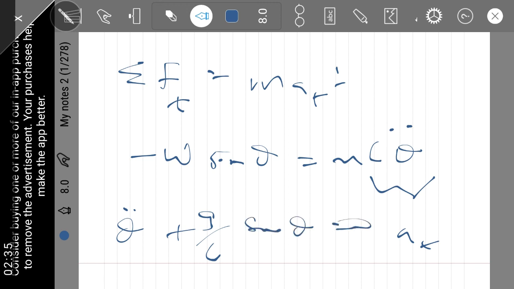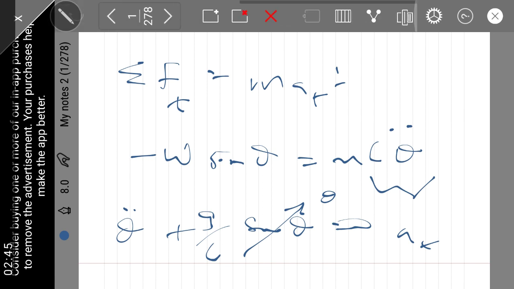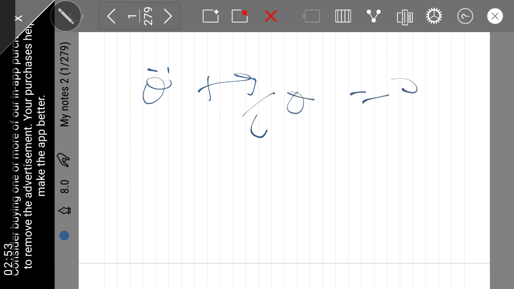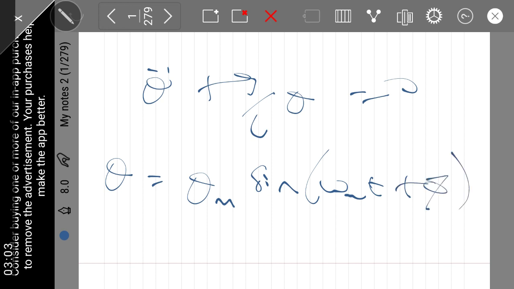Now this is where we do the approximation. We equate this to theta. We are assuming that theta is so small that the sine of theta and theta itself are not different. Therefore, we can have that theta double dot plus g over L theta equal to 0. And then we can write the equation theta is equal to theta m sine omega n t plus phi, and tau n is equal to 2 pi over omega n, which is equal to 2 pi root L over g.